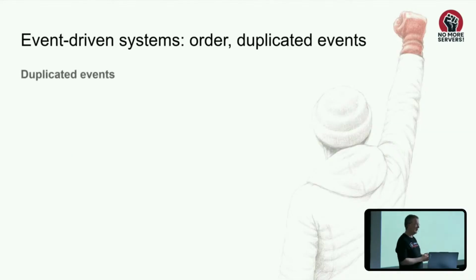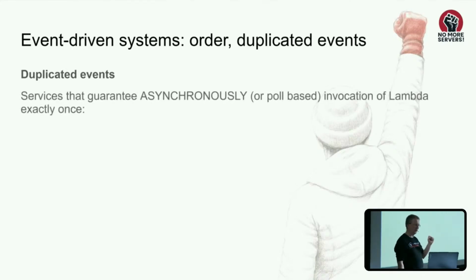Next topic is duplicated events. And here is a very tricky question. Which AWS services guarantee asynchronous or pull-based invocation of Lambda with the same payload exactly once, meaning no duplicates? I'm not talking about a synchronous call like API Gateway. I'm talking about SNS, SQS, EventBridge, Kinesis, etc. So which of those services will not duplicate a message? None.